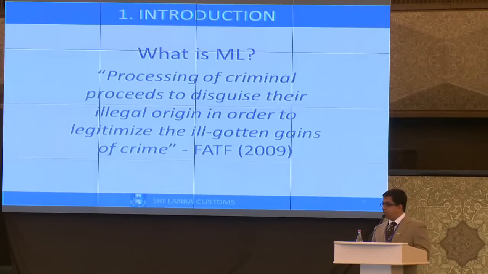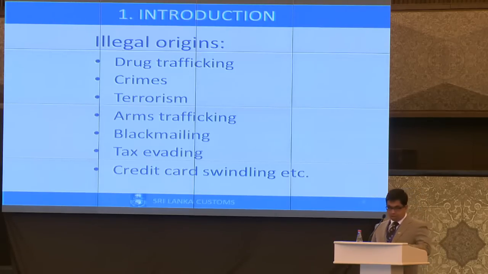This is the definition of money laundering. How do they earn illegal money? Through drug trafficking, crimes, terrorism, arms trafficking, blackmailing, tax evading, etc.